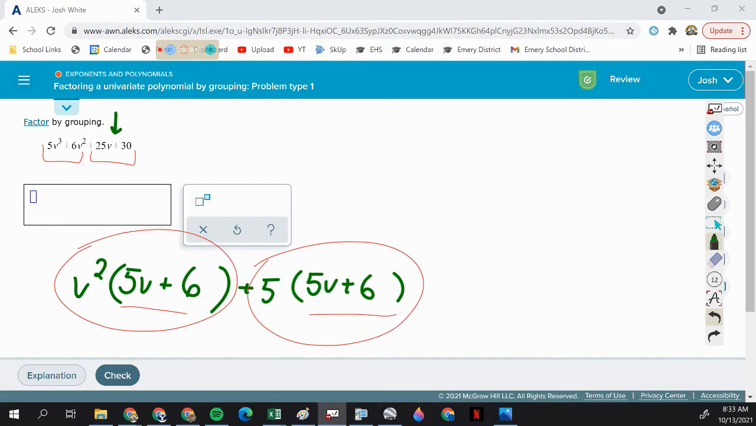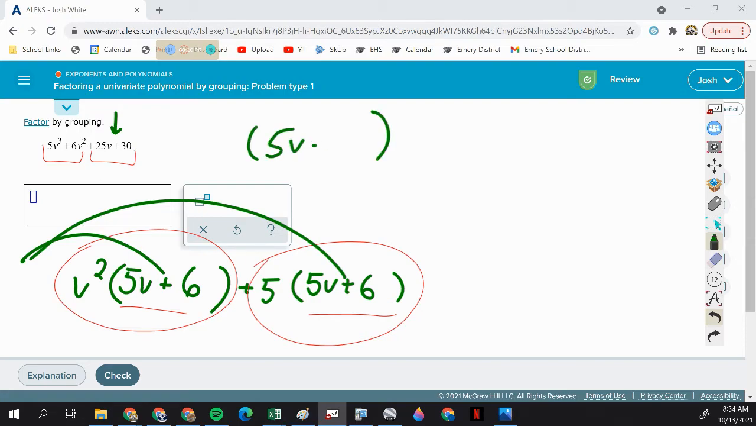Do those two circles have anything in common? They both have a 5v plus 6. So I'm going to yank out the 5v plus 6. On the outside, I get 5v plus 6 times everything that stayed behind, which would be v squared plus 5. Do any of those break down any further? No. This is not a difference of perfect squares, so it doesn't go any further than that.